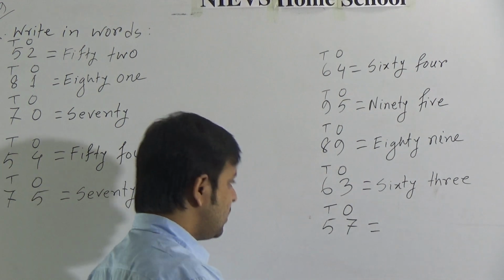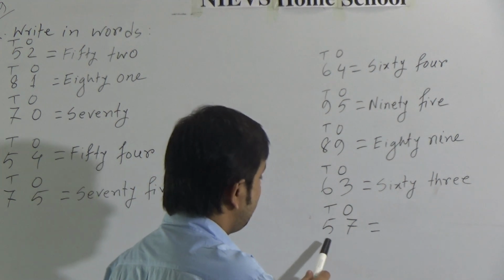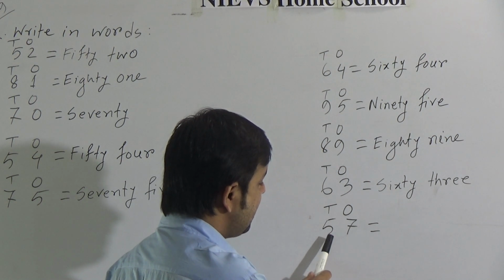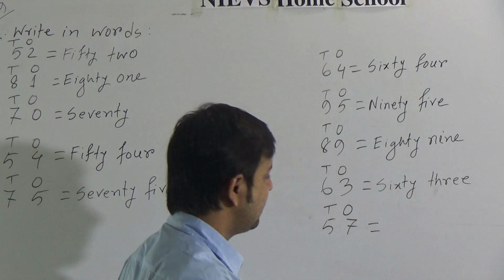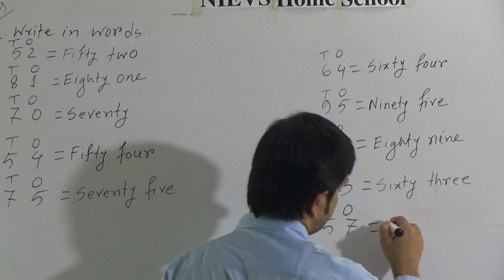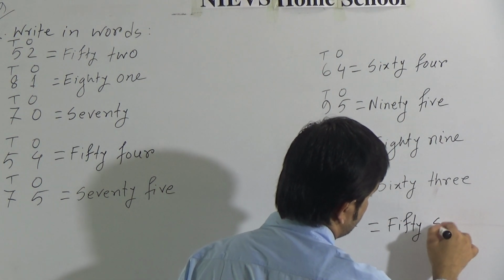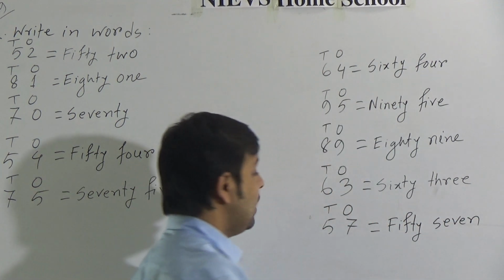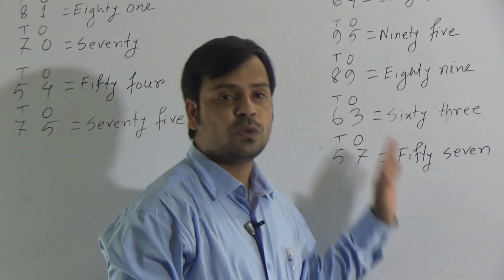Okay, dear students, this is the last number for today. That is ones position is 7, tens position is 5. So you can say 57. Dear students, I hope you have understood how to write the numbers in words.